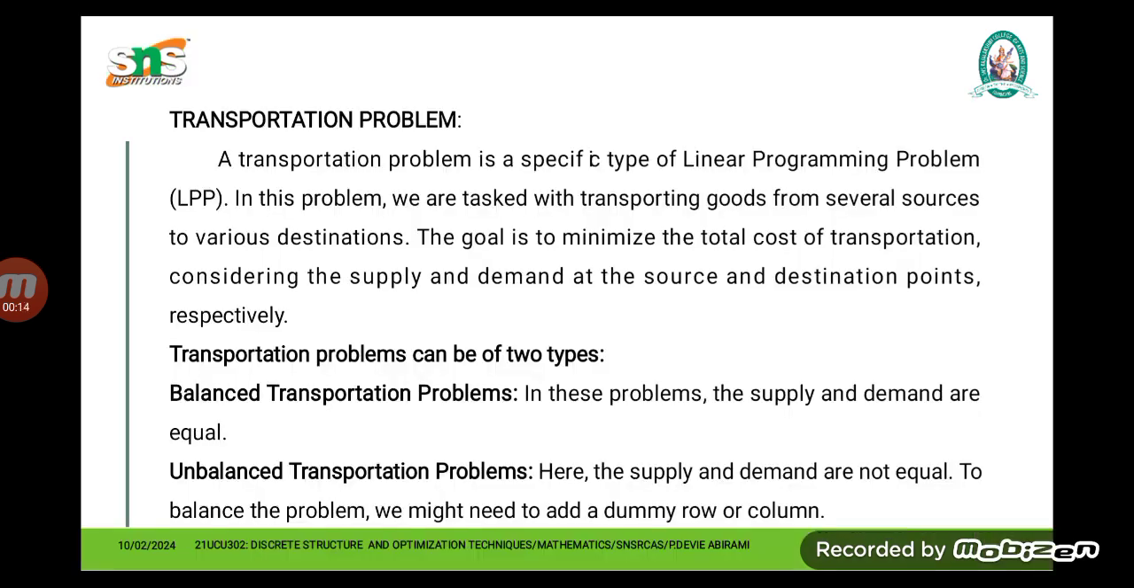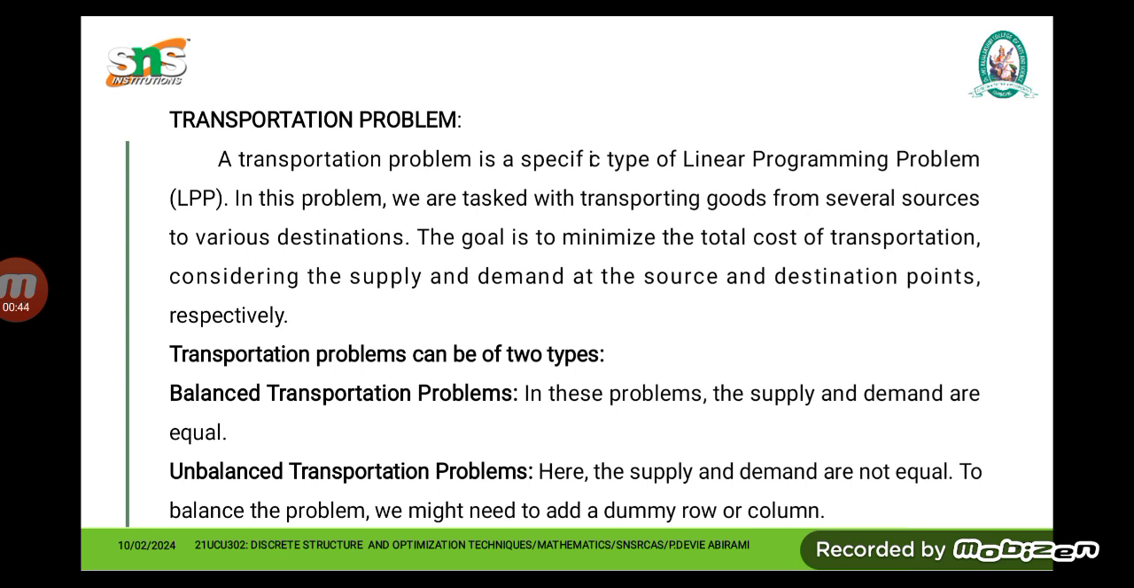First we should know what is meant by a transportation problem. Transportation problem is a type of linear programming problem. In this problem we are tasked with transporting goods from several sources to various destinations. Our main aim is to minimize the cost and maximize the profit. Transportation problem is further divided into two types: balanced transportation problem and unbalanced transportation problem.